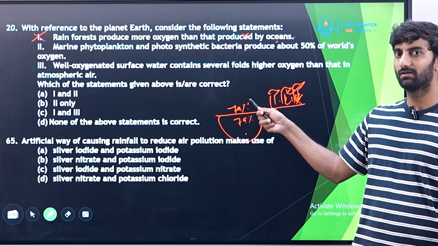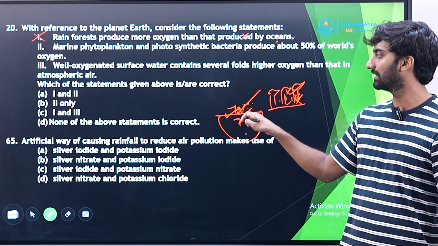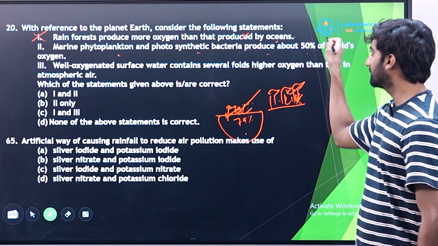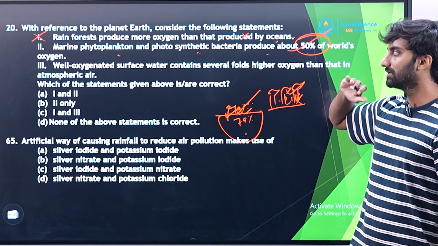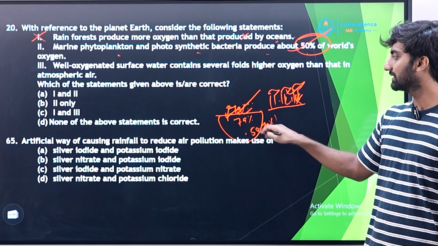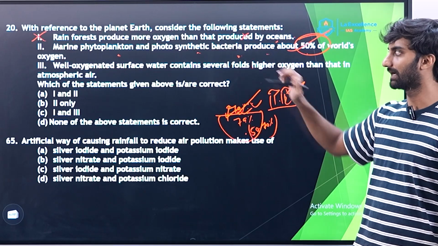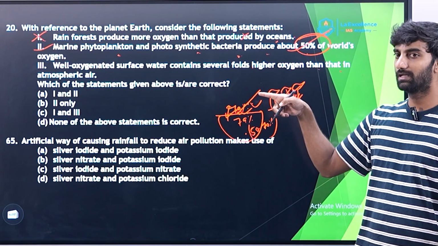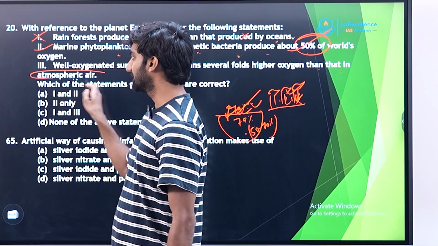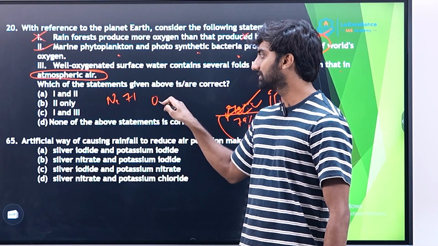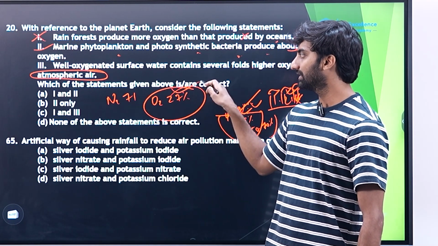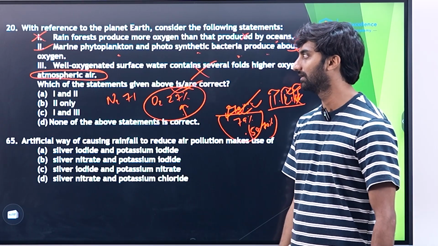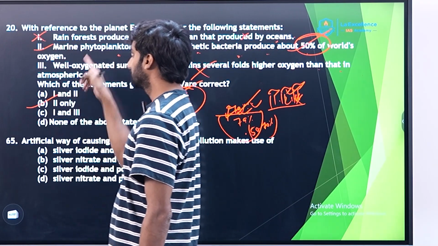Second, oceans are producing oxygen. Within oceans also, mostly phytoplanktons and some bacteria which use sunlight undergo photosynthesis and generate more oxygen. So marine phytoplankton and photosynthetic bacteria produce about 50% of the world's oxygen. This is also true. Of the total oxygen, around 50 to 70% comes from oceans, mostly through these phytoplanktons and bacteria. True. 3. Well oxygenated surface water contains several folds higher oxygen than atmospheric air. This fact is not true. We know the composition of gases in the atmosphere: nitrogen 71%, oxygen 27%. Generally the atmosphere is where we find high oxygen, not along surface water. So 3 is not correct, the answer will be 2 only. So 1 and 3 are not correct.